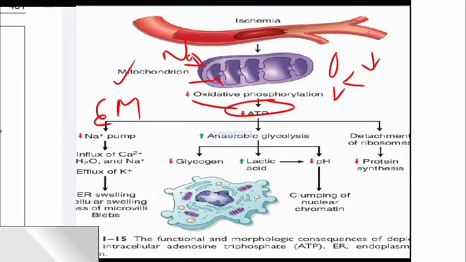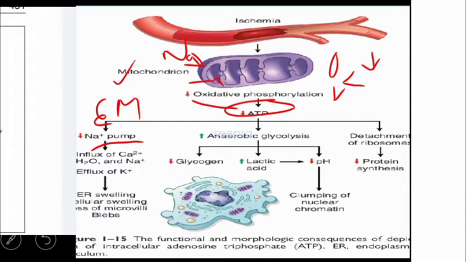When ATP is lost, the membrane sodium potassium pump does not work properly, so sodium is not pumped out. More and more sodium is present inside the cell, and sodium accumulates. When sodium accumulates, it simultaneously draws in water. So influx of water and calcium occurs with the sodium. The endoplasmic reticulum swells because there is more water.